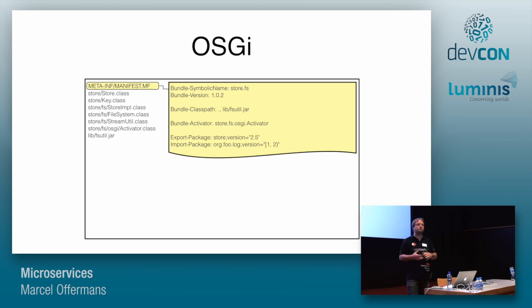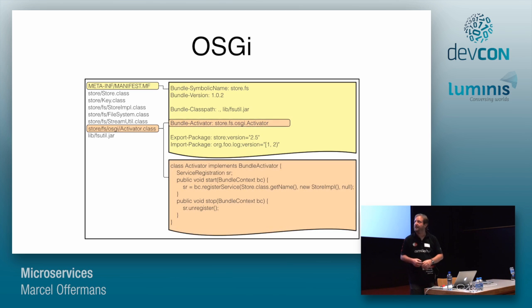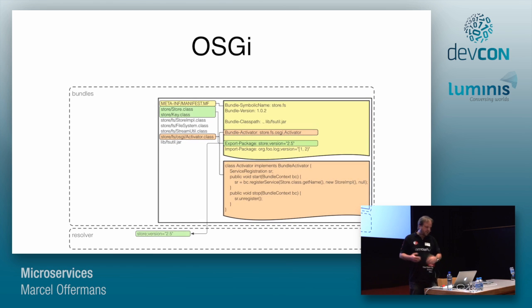what would normally be your main method in Java. So in OSGI, that's the bundle activator, and it actually contains a start and a stop method. And those are the two methods that are actually invoked when your bundle gets started or stopped by the container. So that's where you start writing your code.